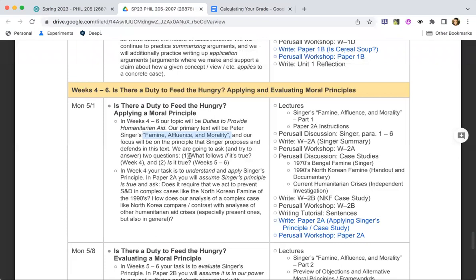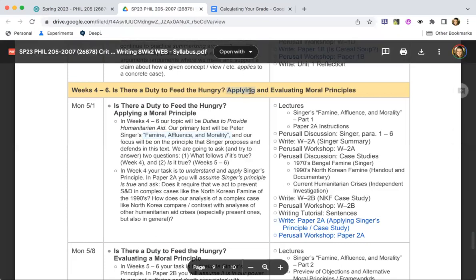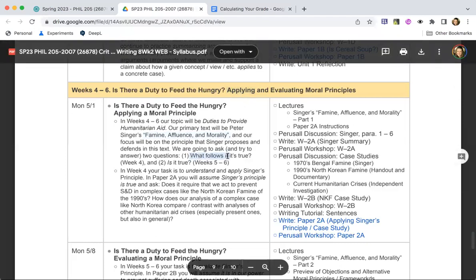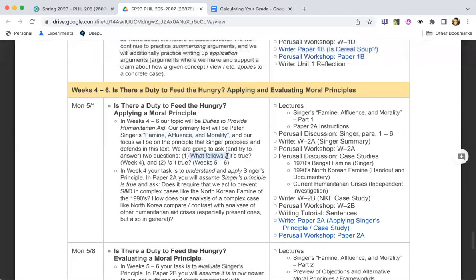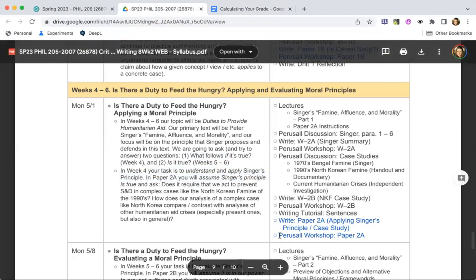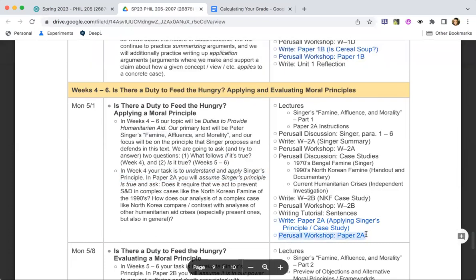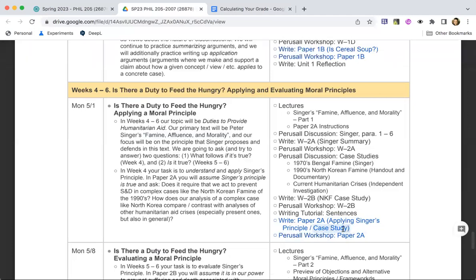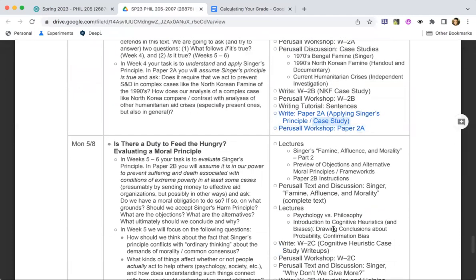In week 1, we're just going to apply his principle to concrete cases. Like, assume the principle is true, what follows? What are our obligations if this principle is true? And we'll look at a series of cases. Our task here really is just to understand and apply a principle. Your first paper in this section will be a paper where you apply a principle to some case studies to draw a conclusion about whether or not it applies.